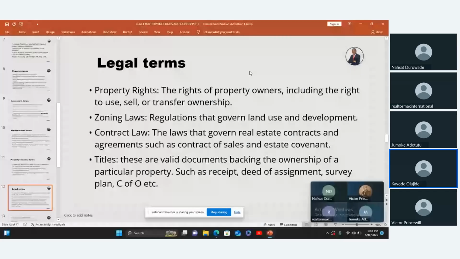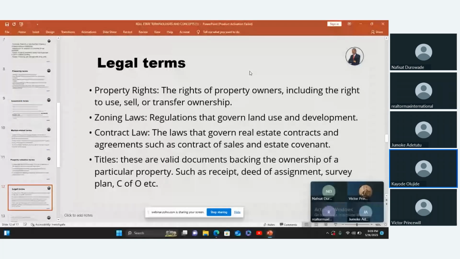In every real estate company, there are always estate covenant and contract of sales agreement. These are the laws, the regulations that guide the contract and agreement of a real estate. Then we have what is called titles. As a salesperson, when you want to sell, you are marketing your product. If you see somebody that is experienced in real estate, they ask you, what are the titles? They do not ask you whether you have survey plan, whether you have CFO, whether you have deed of assignment. They just ask you, what title do you have on the property?